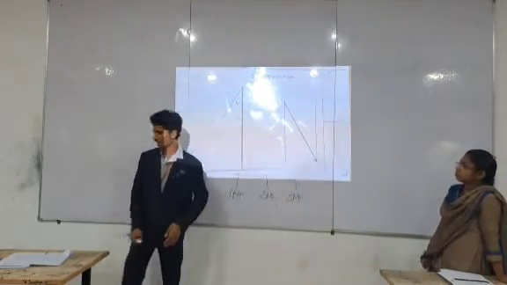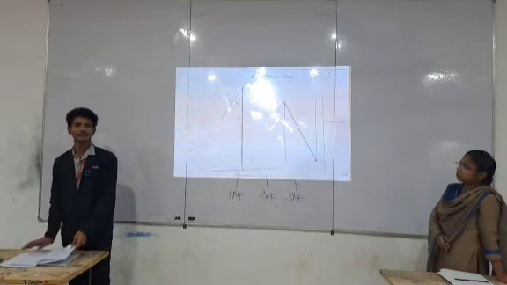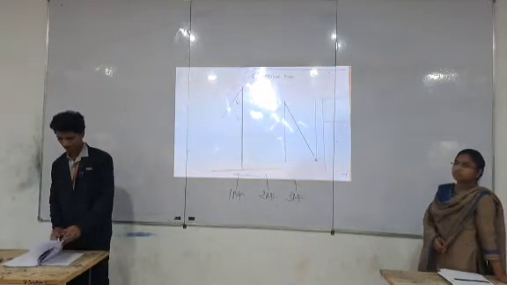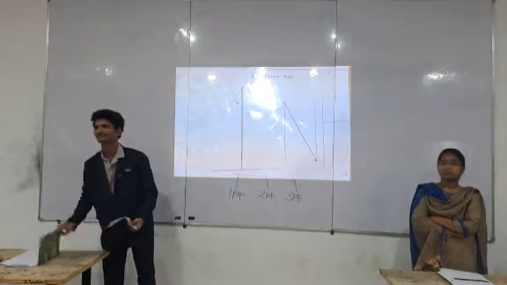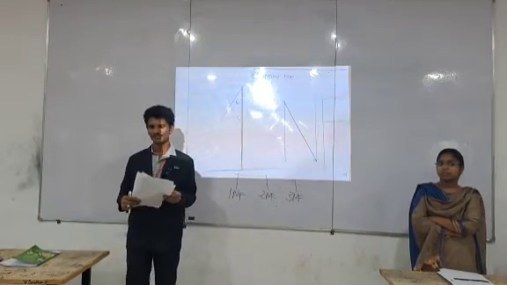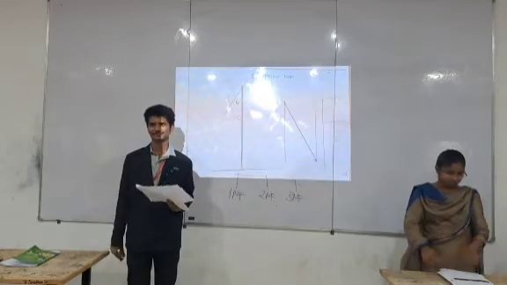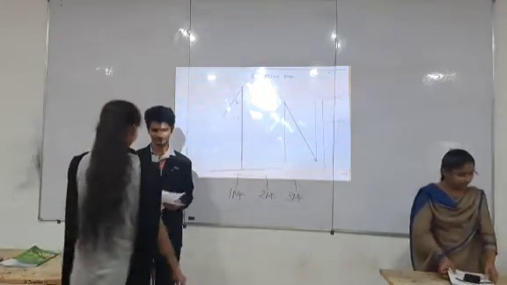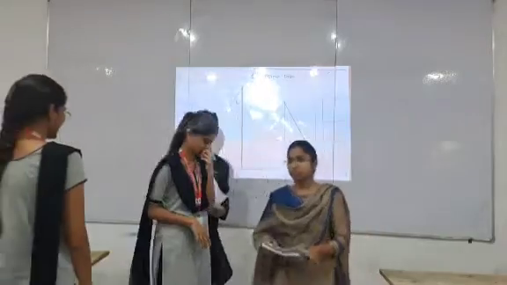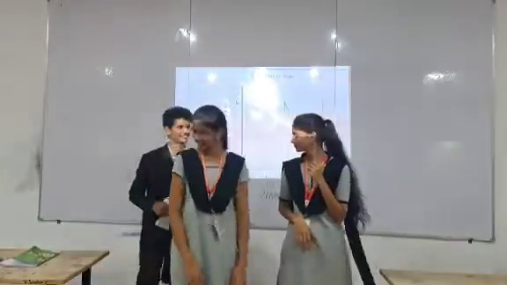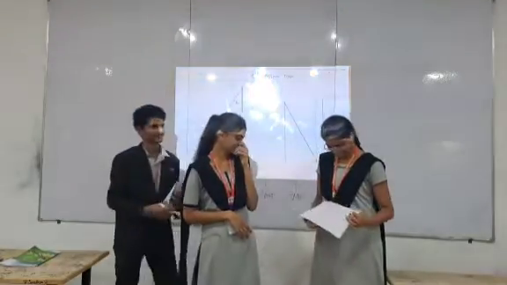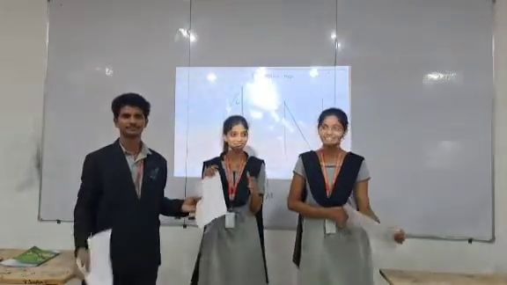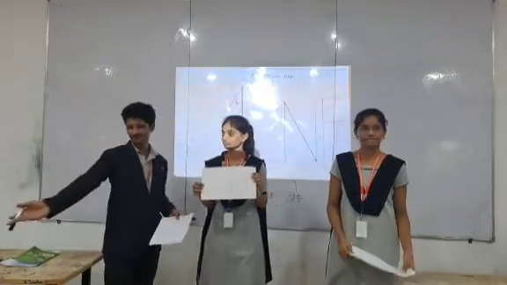1NF, 2NF, 3NF. I have 3 volunteers from your side. Anybody come here? Come fast. Abhiyan. Srikanth. Wait, sit.